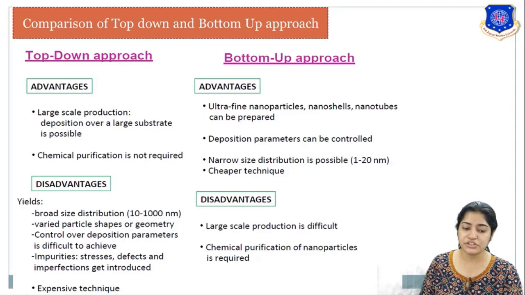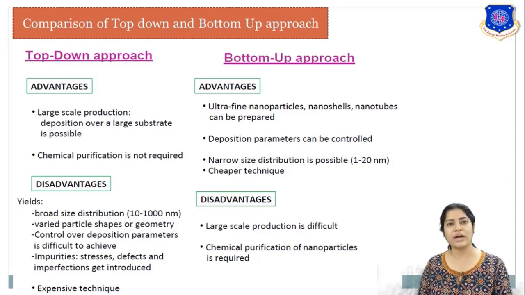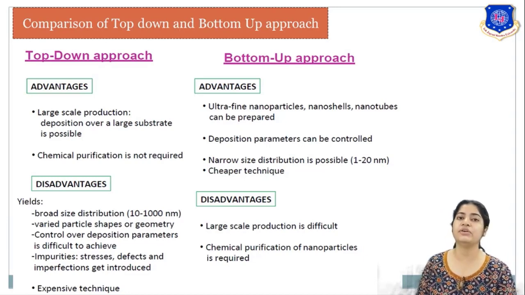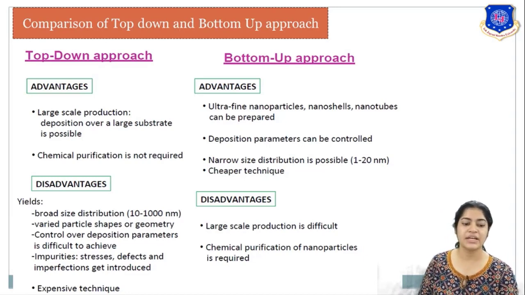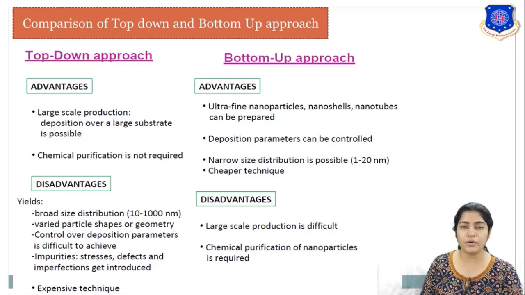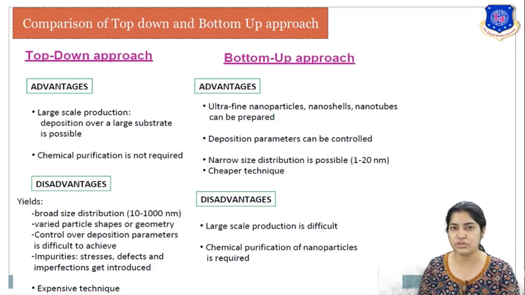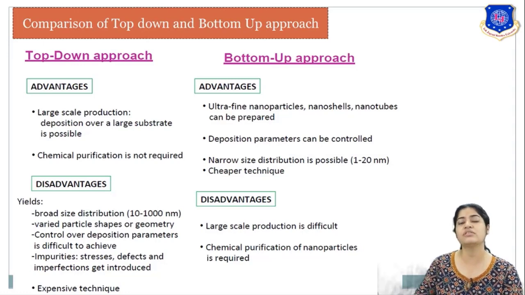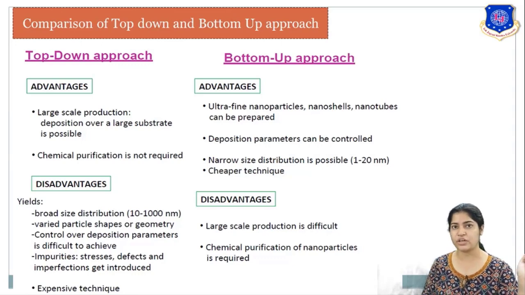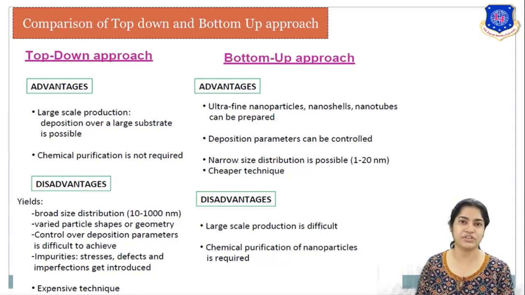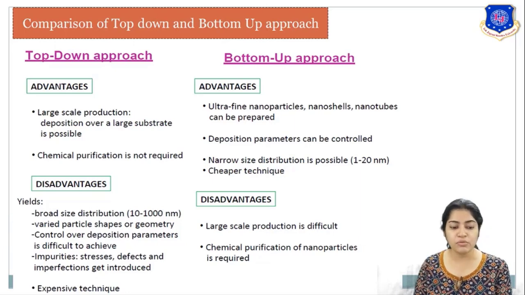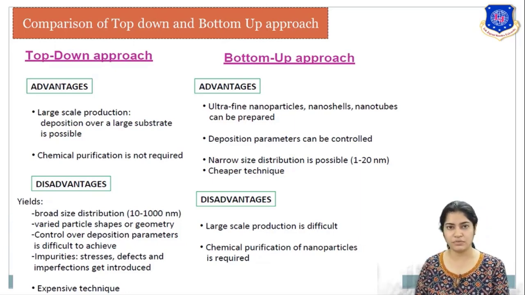Then particle shape or geometry is very different. Some of the nanoparticles might be in 1D, one dimension, it can be in 2D also, and in 3D also. Then control over deposition parameters is difficult to achieve. Of course, in your equipment, it is possible that deposition of your nanoparticles is happening, so you cannot control that. Then impurities. What are the impurities we are talking about here? Stress, defects and imperfections are always there. And the foremost important thing, it is a very expensive technique.